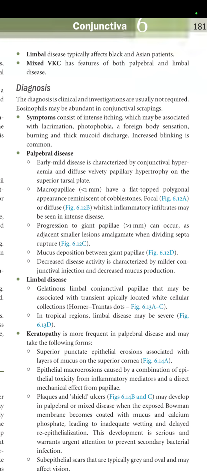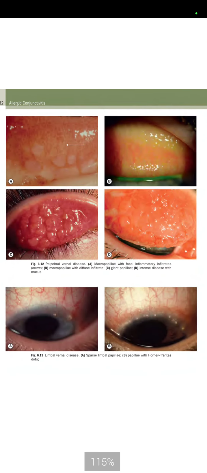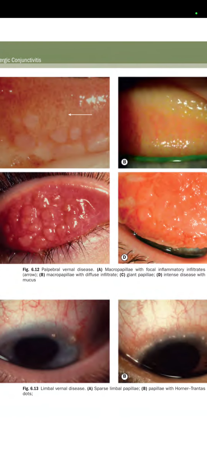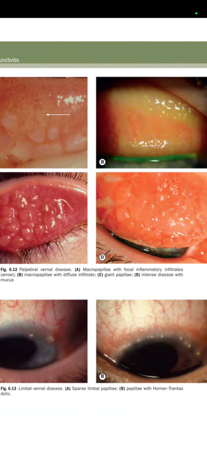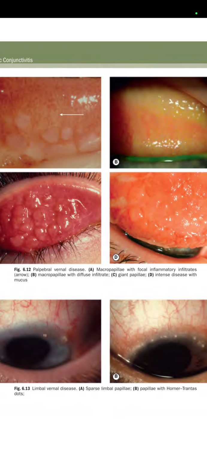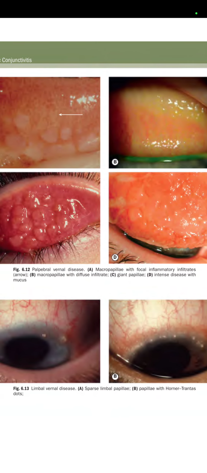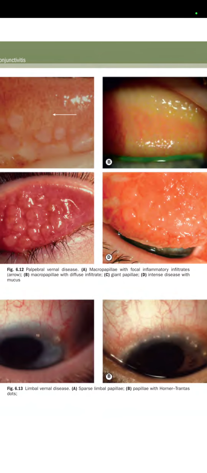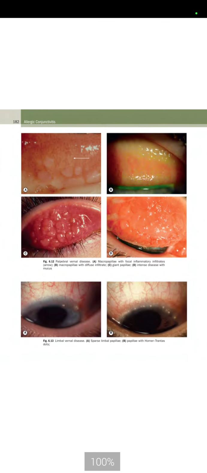So let's see figure 6.12. 6.12 is showing the palpebral vernal disease. A is showing macropapillae with focal inflammatory infiltrates, arrow, and B macropapillae with diffuse infiltrates. C is showing giant papillae, and D is showing intense disease with mucus production.